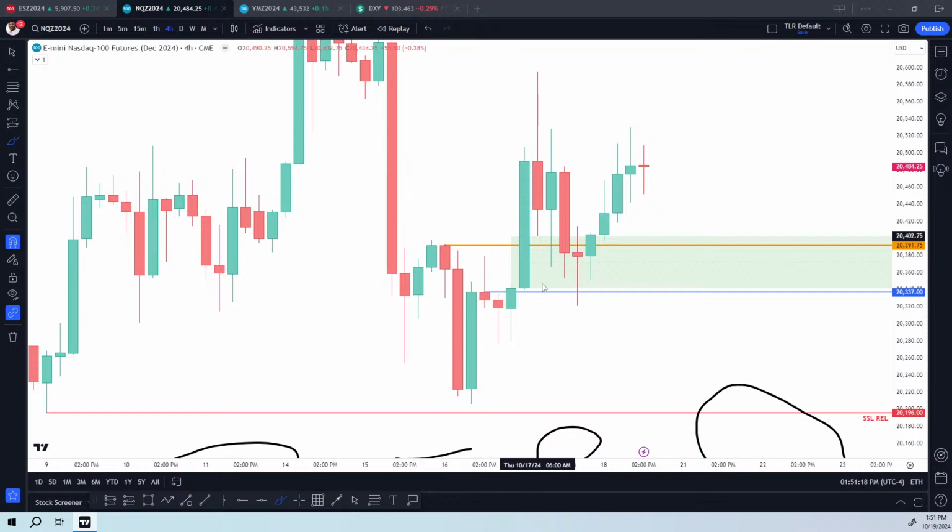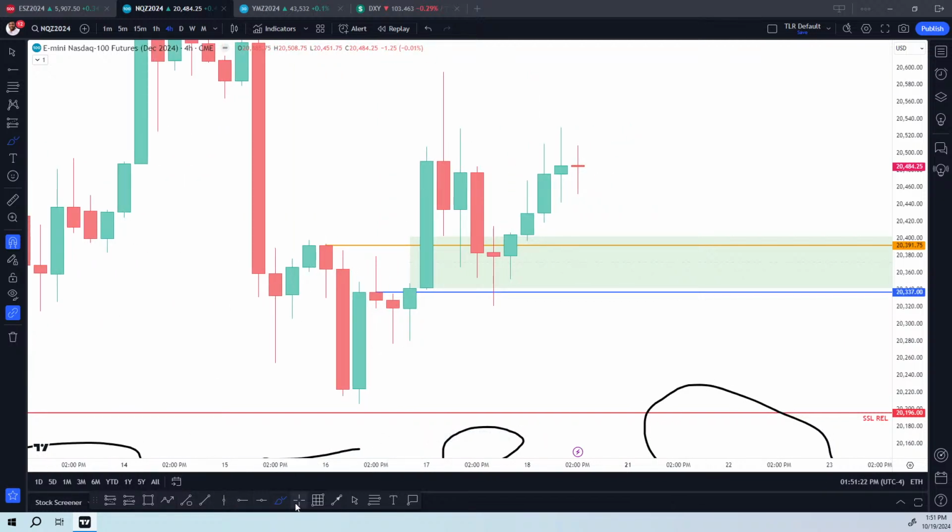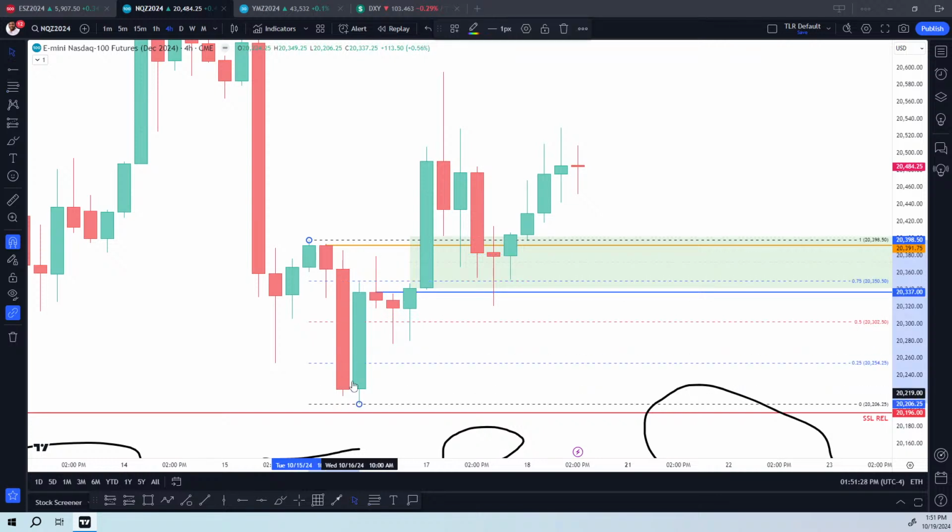Because right now, in this case right here, if you look here, we're consolidating right here. And then whenever we consolidate and we move away from the consolidation, where's your order block? Your order block is the last down close or consecutive down close candles at or near equilibrium. This is equilibrium. These are your last series of down close candles at or near equilibrium.